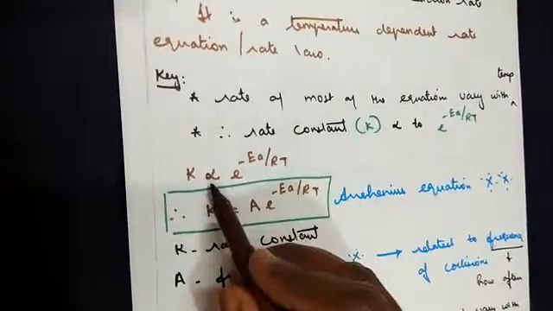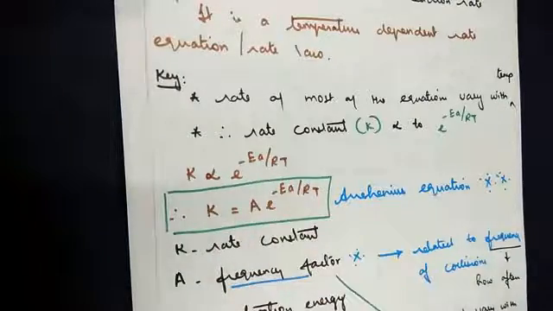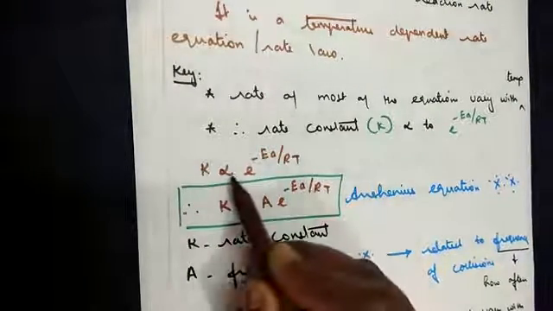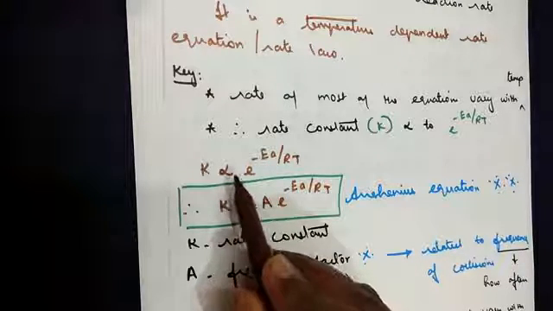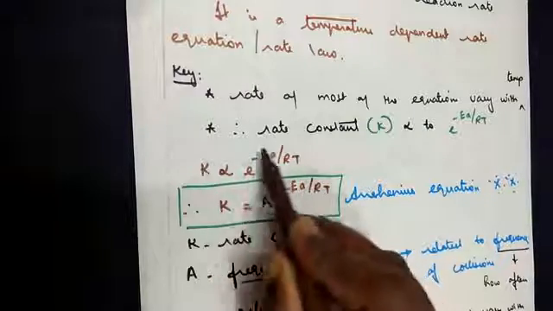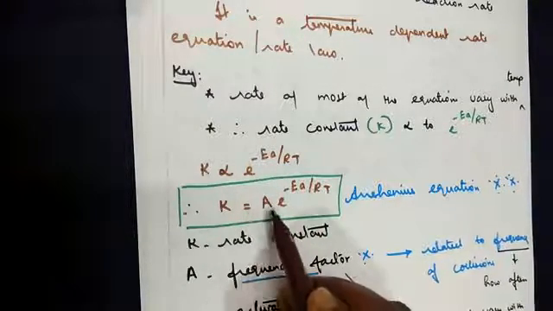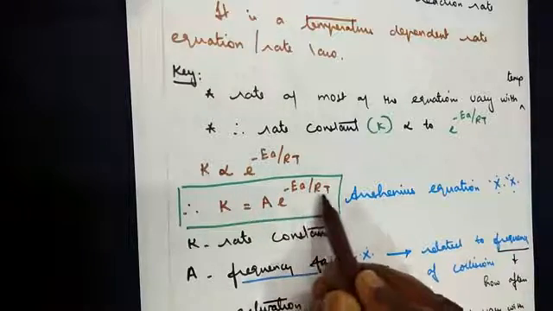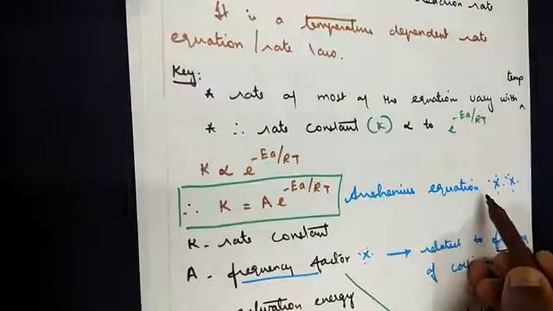So the same term is written as k is proportional to e to the power minus Ea by RT. Now the proportionality sign can be replaced with a constant. Remember, proportionality stands for the rate constant depending on the number of molecules undergoing collision. So k is equal to A into e to the power minus Ea by RT. Now this is the Arrhenius equation.